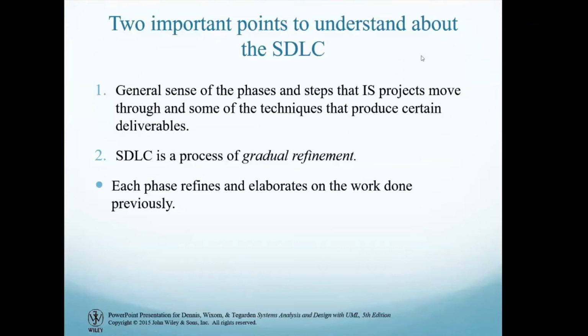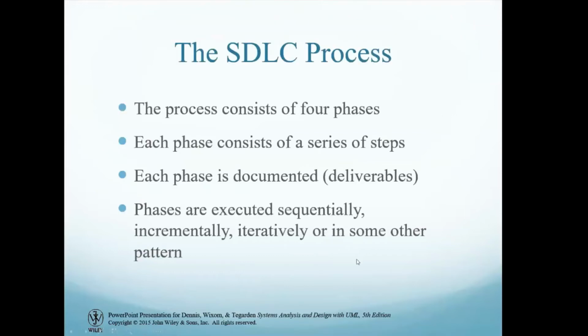Okay, next one. As I already explained, the process consists of four phases. Each phase consists of a series of steps, and each phase is documented. When we document each phase, it becomes a report, and a report about some phase is called a deliverable, meaning the output of that phase. Every phase has some output. Some outputs are in document or report form, and some are in software form. For example, the output of the development phase will be software, and the output of the planning phase will be a document.